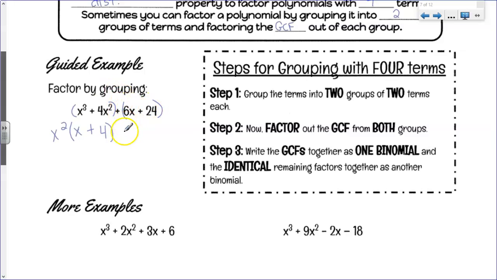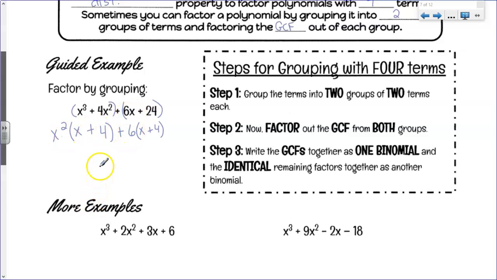Then here, what number will go into 6 and 24? 6. I have an x, but no x, so I can't do that. So 6 divided by 6 leaves me x. 24 divided by 6 leaves me 4. So group, GCF, GCF.